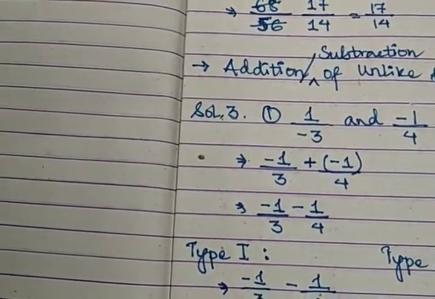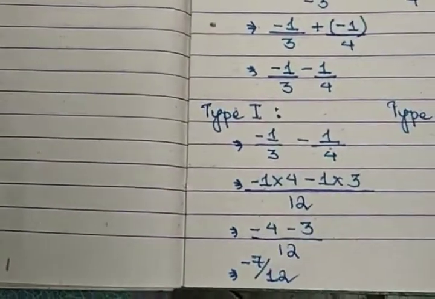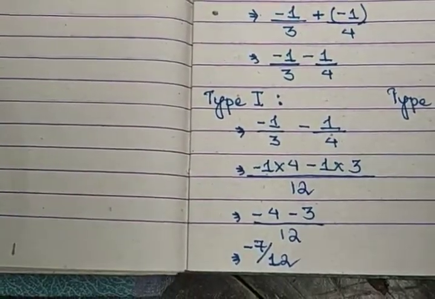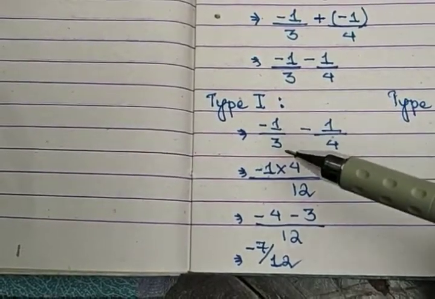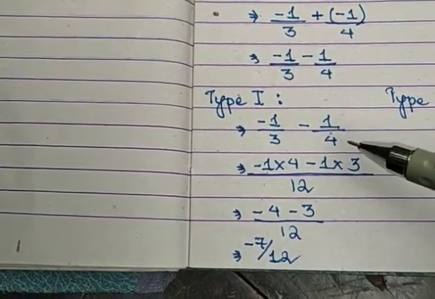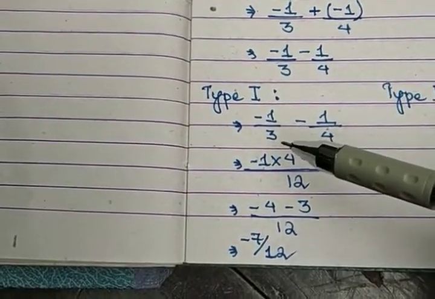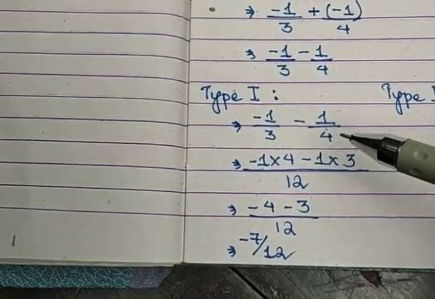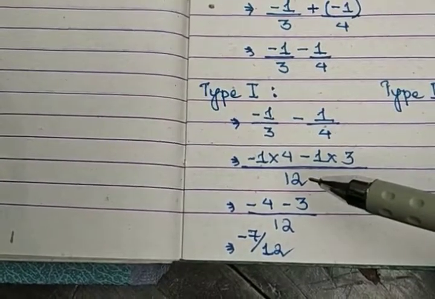Let's go with type 1, the first one. It is the general method, which I guess you have done in class 6 as well. In the question I have minus 1 divided by 3 and minus 1 divided by 4. What you need to do is simply go with the LCM of the denominators, 3 and 4. You will get your LCM as 12, the lowest common multiple.